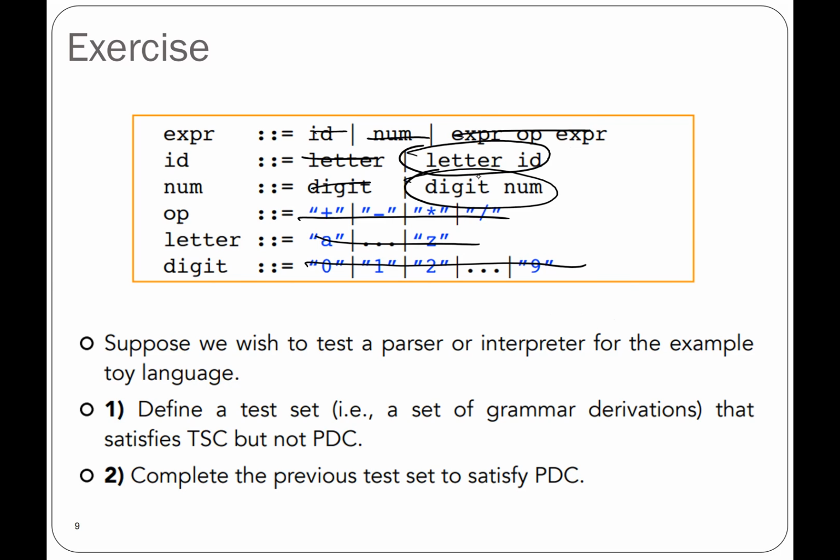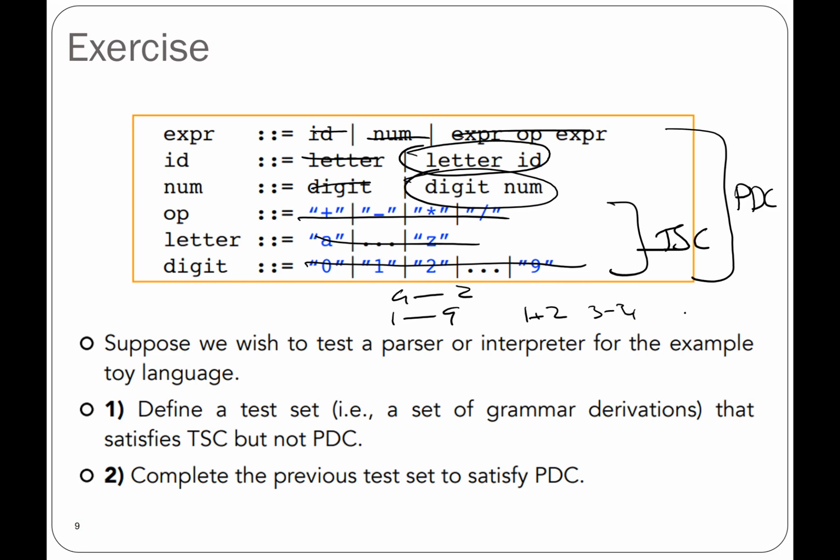So if I ask you, give me a test set that satisfies TSC but doesn't satisfy PDC, you would give me the test cases that we said before: just the A to the Z, the 1 to the 9, followed by any operation that covers the four different mathematical operations. So 1 plus 2, 3 minus 4, 5 multiplied by 6, 7 divided by 8.